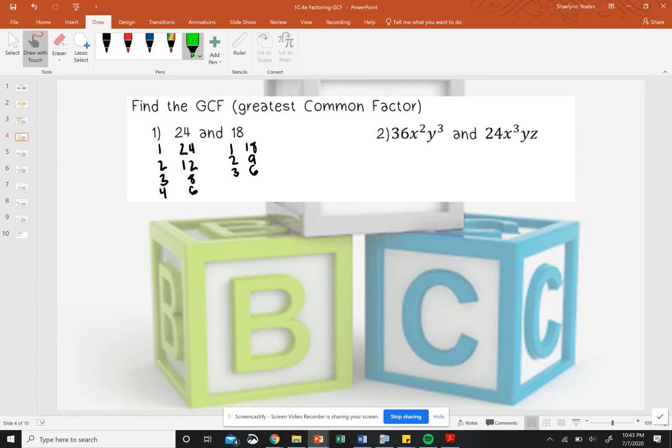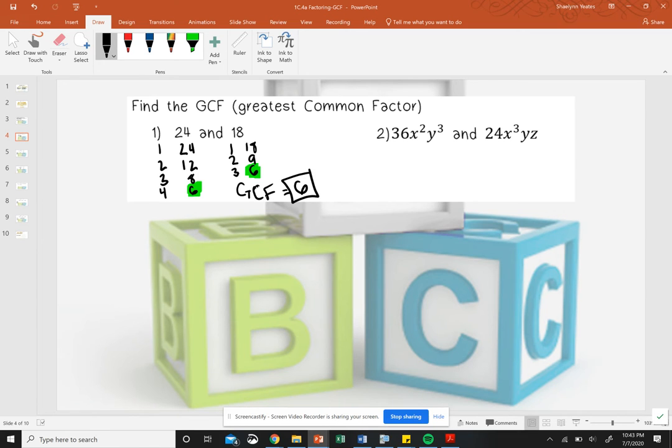So what's the biggest number? Do they have 24 in common? No. What about 12? No. 8? No. 6 they have in common. So their greatest common factor, so the GCF, is going to be 6.